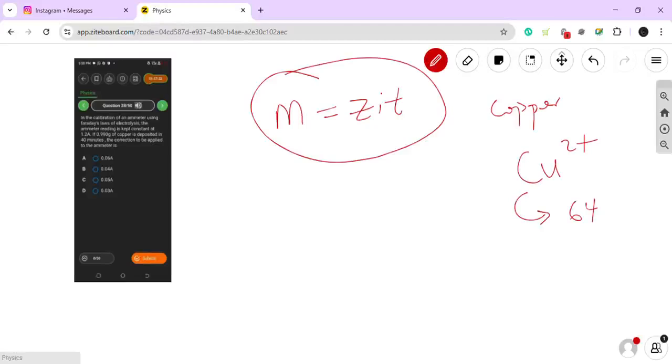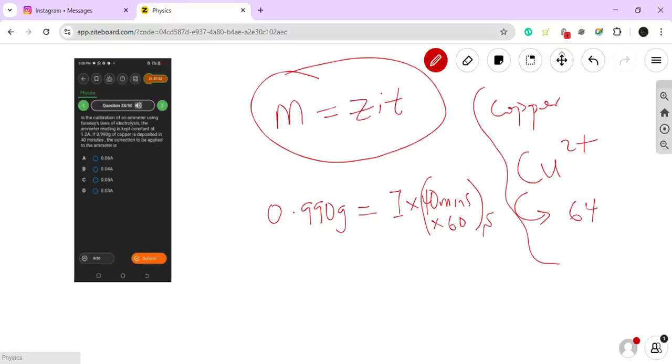64. So the logic that you will do is this. Please, I want you to listen. You pick the mass, 0.990 gram equals, you now relate with it your IT. We don't know the I, but we know the T to be 40 minutes. Don't forget, you need to change minutes to seconds, so that's times 60.